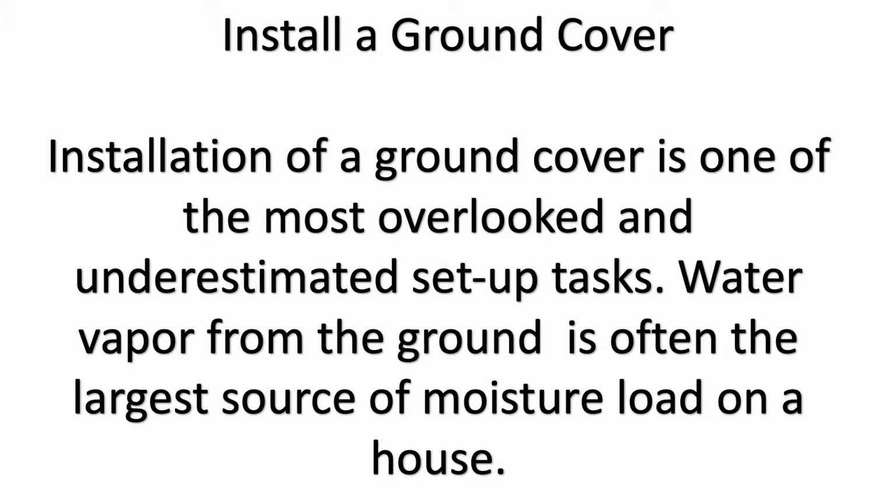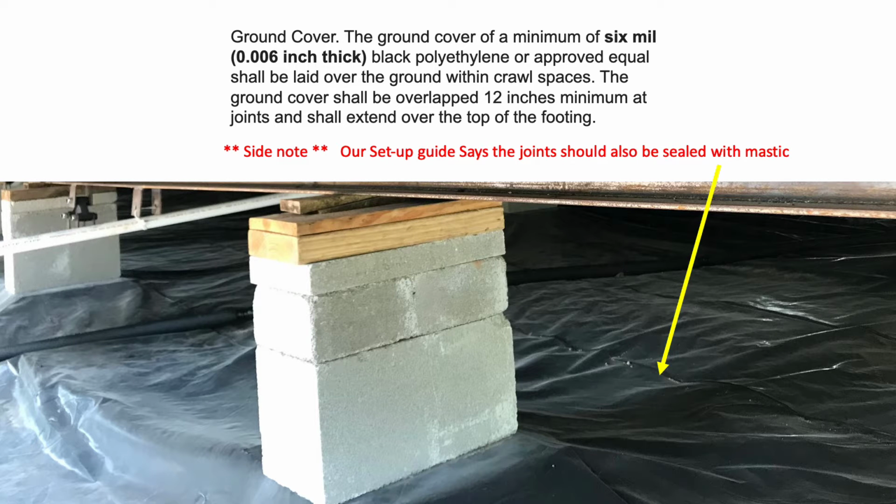Install a ground cover. Installation of a ground cover is one of the most overlooked and underestimated setup tasks. Water vapor from the ground is often the largest source of moisture load on a house. Ground cover: a minimum of 6 mil, 0.006 inches thick, black polyethylene, or approved equal, shall be laid over the ground within crawl spaces.